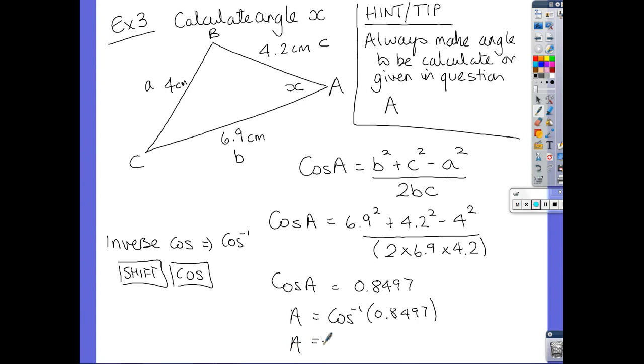So A is 31.8 degrees, or seeing as it was actually x, we could call it x is equal to 31.8 degrees to one decimal place. Okay, now we will have a look at using the cosine rule to find a missing side.